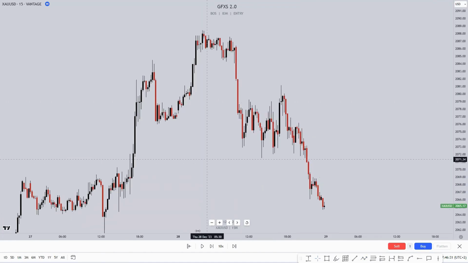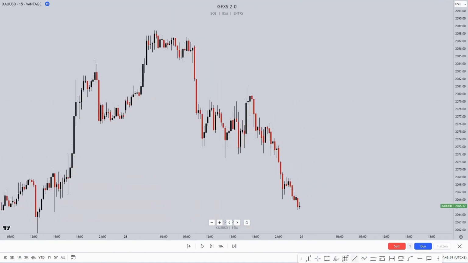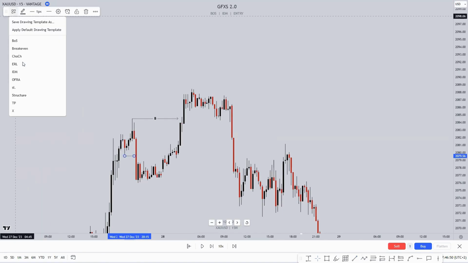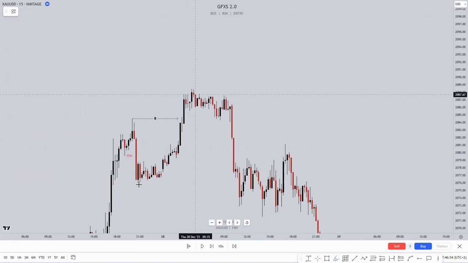So we can quickly see that we had a break of structure here. You have to start by mapping structure. We had this break of structure, and then this break of structure has taken this valid pullback, which becomes our inducement. After taking the inducement, we had this break of structure, which validated this low.